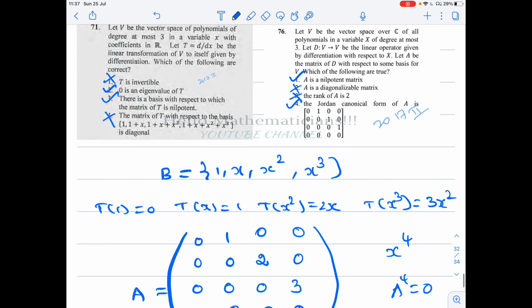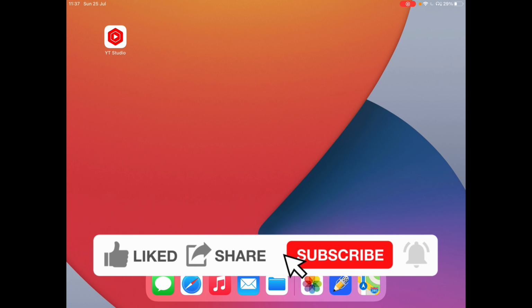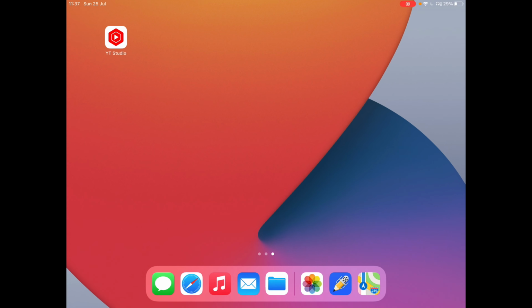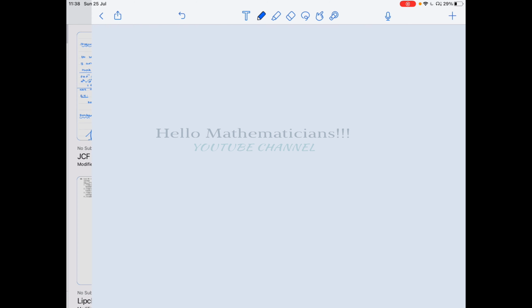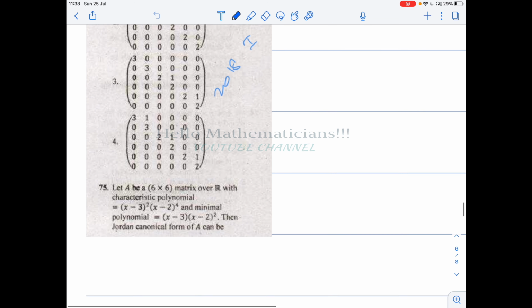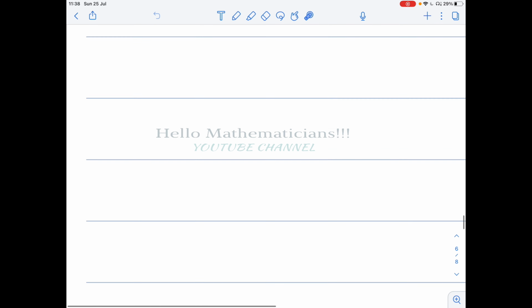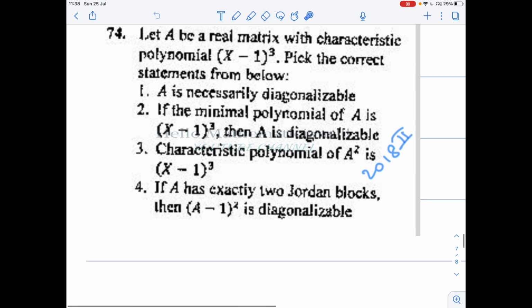Okay, so in the next video we will see the connection between minimal polynomial, Jordan canonical form and generalized eigenvectors. So using that we can solve problems related to minimal polynomials and Jordan canonical form. For example, you might have seen many problems like this: characteristic polynomial is this polynomial, minimal polynomial is this polynomial, then Jordan canonical form of A can be, there will be 4 options. So these kinds of problems are asked many times in the CSIR exam.